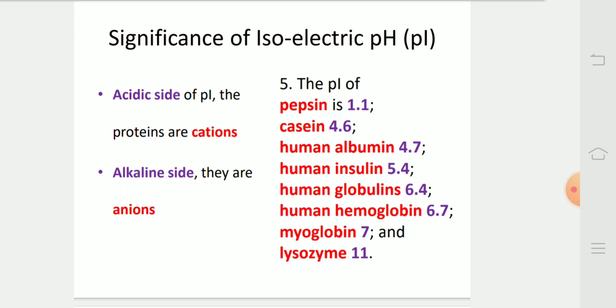On the acidic side of the pI, the proteins are cations, and on the alkaline side, they are anions in nature. The pI of pepsin is 1.1, casein is 4.6, human albumin is 4.7, human insulin is 5.4, human globulins is 6.4, human hemoglobin is 6.7, myoglobin is 7, and lysozyme is 11.